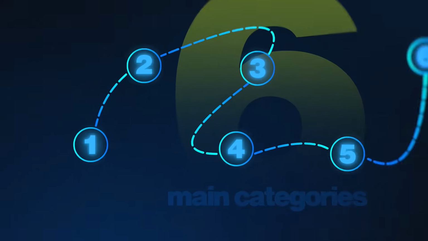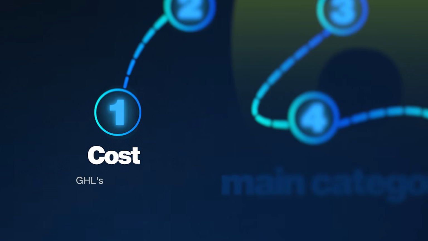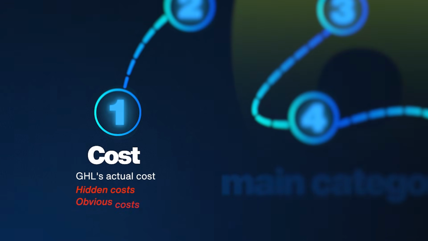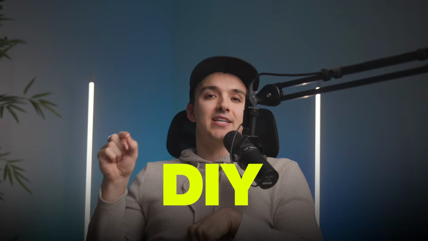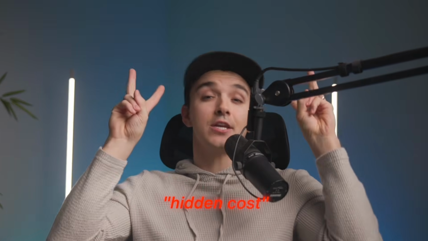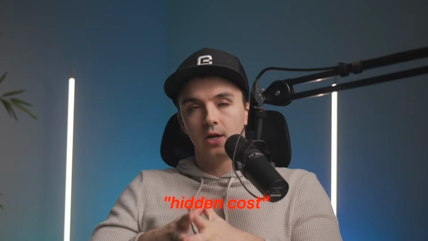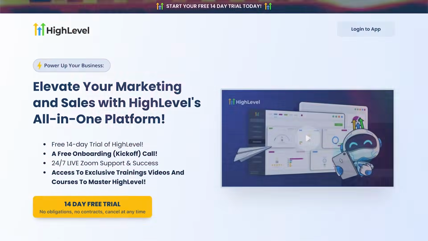First, starting with category number 1, we have costs. Arguably one of the most important things to you, and I'm talking about both hidden costs and obvious costs. And there's this thing in the GHL world I call the DIY tax, okay? Do it yourself. In other words, there is a tax that you are paying, a hidden cost that many people do not calculate or even consider when they first join a software like GHL.